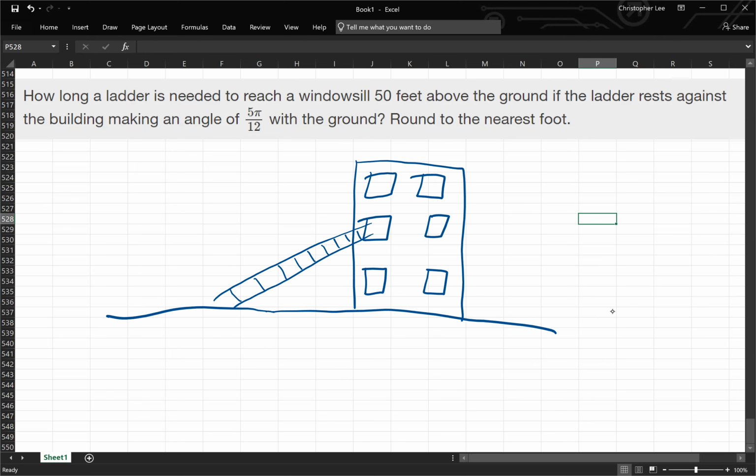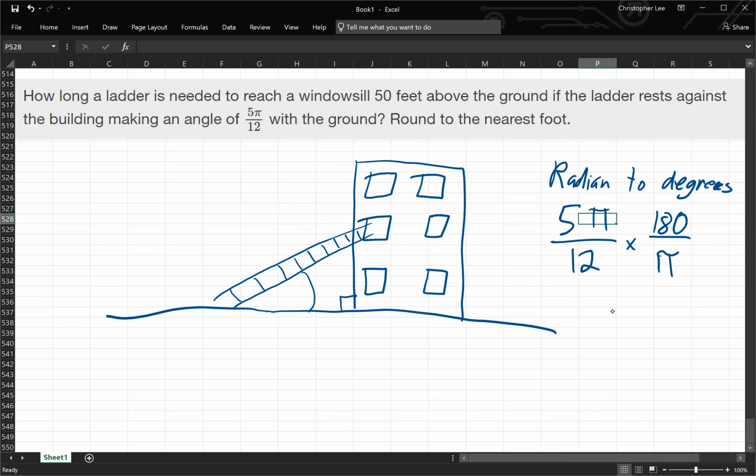It's something like that. All right, so now I got some angle right here. This 90 degrees right here. Yeah, the 5 pi over 12. No, that's radians. So what I gotta do is switch from radians to degrees. So I have 5 pi over 12 times 180 over pi.